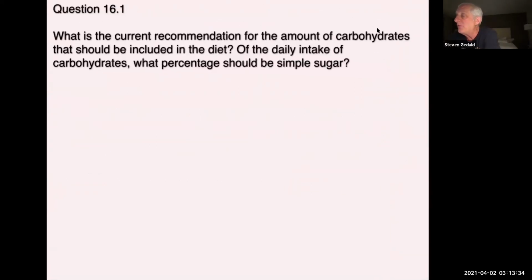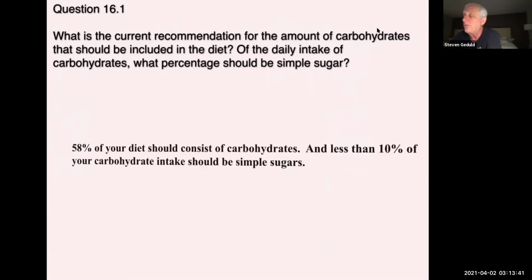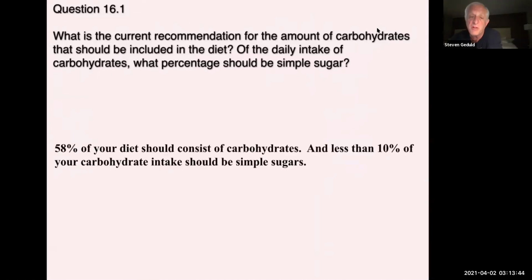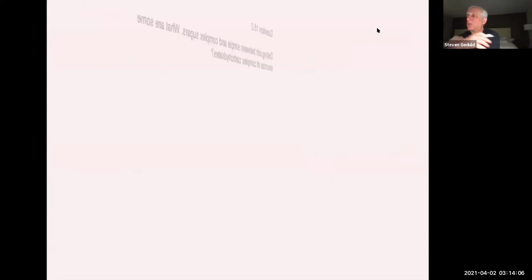So what is the current recommendation for the amount of carbohydrates that should be included in the diet? Of the daily intake of carbohydrates, what percent should be simple sugar? Okay. So 58%, roughly 60% of your diet should consist of carbohydrates. Less than 10% of your carbohydrate intake should be simple sugars. Most should be complex carbohydrates. Okay, less than 10% simple sugar.